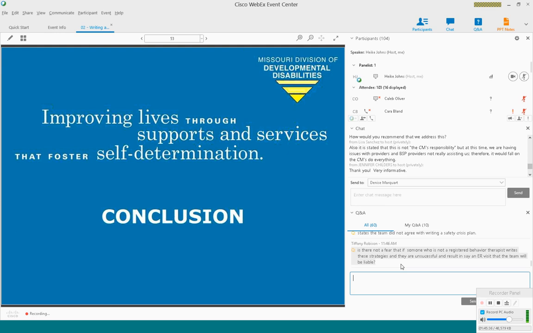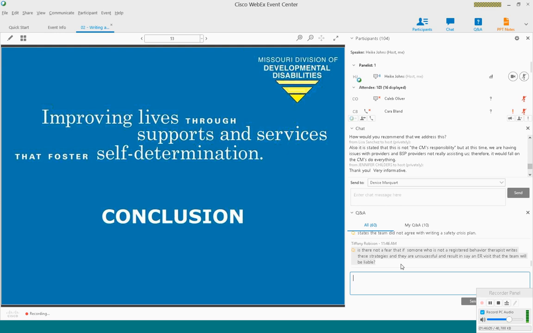But I guess the takeaway would be, if you're using reactive strategies that are restrictive, you need a safety crisis plan. And you don't need to have a consensus for that. You have to have one. Anything else on that? So, if there is also a behavior support plan, the behavior support plan should incorporate the safety crisis plan. Yes. So everything should be working together.